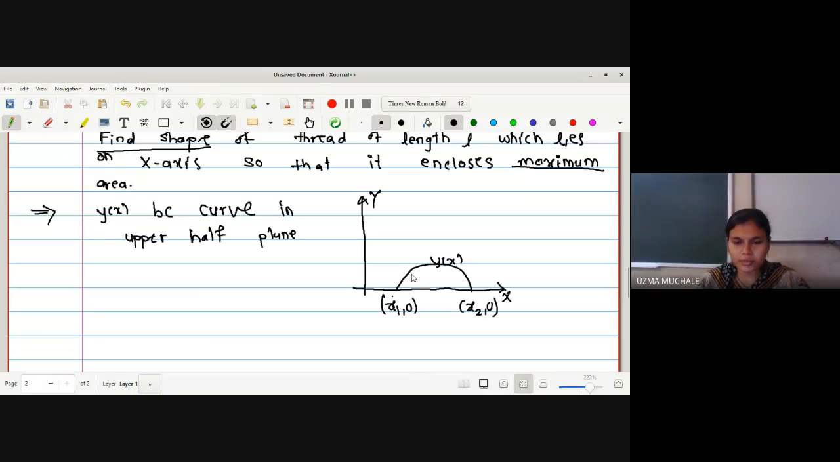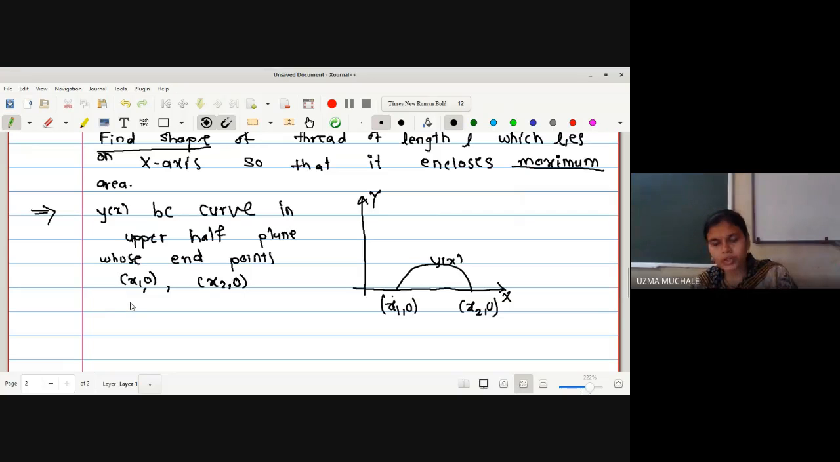That means a thread we have to take and convert it in the form of a circle, half circle rather. So the shape is already determined by using the figure itself. The curve y is in the upper half plane and whose endpoints are x1 comma 0 and x2 comma 0. These are the endpoints of that thread of length L, which we have taken in the form of one curve. And no doubt I am going to explain how theoretically we are going to find out whether it is a half circle or not.